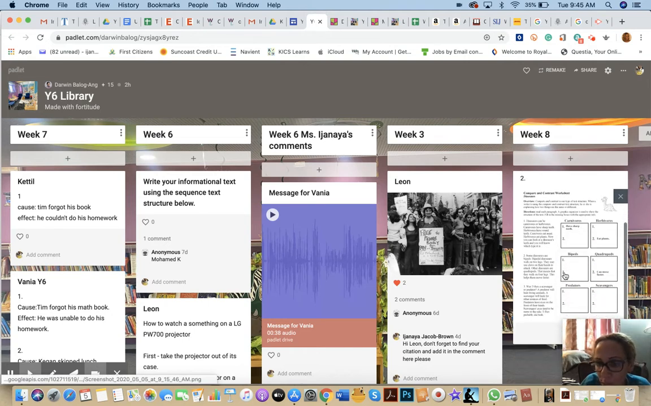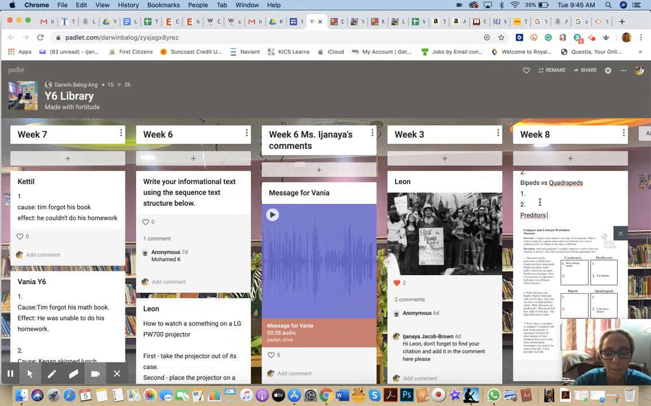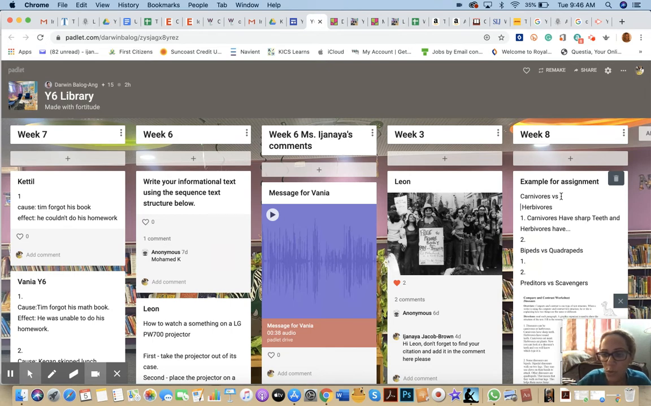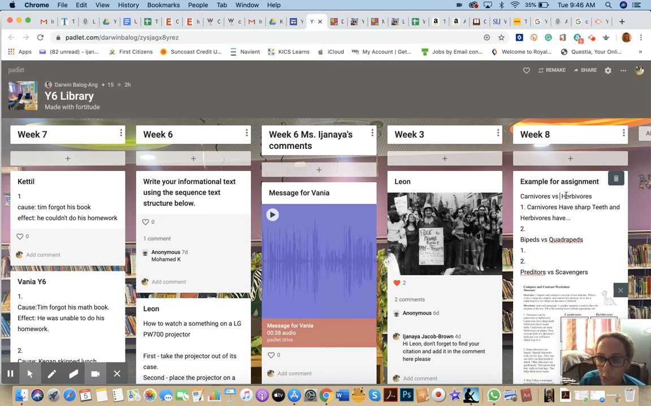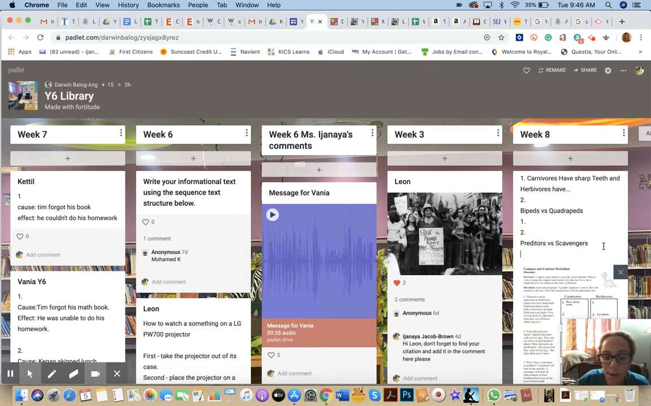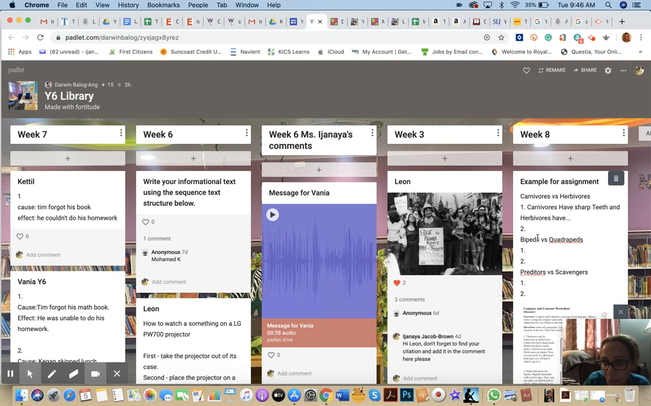And then the last one we have is predators and scavengers. So predators versus scavengers, right? Oops. Versus. So that is how I want you to answer the questions. So I want you to make sure that you put carnivores versus herbivores, bipeds versus quadrupeds, predators versus scavengers, and then number your points, 1 and 2. Okay, so that should make sense to you when you're doing this assignment for me.